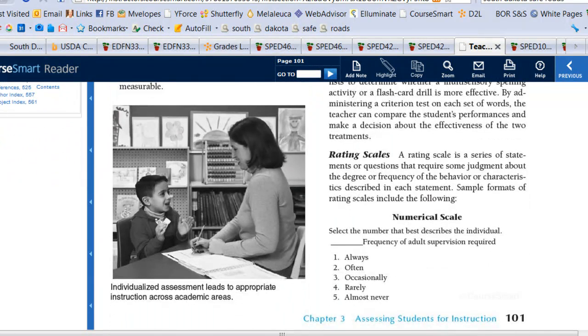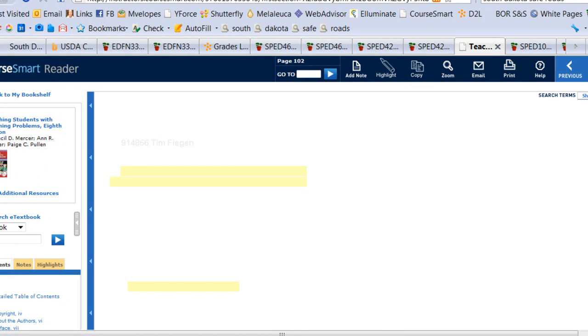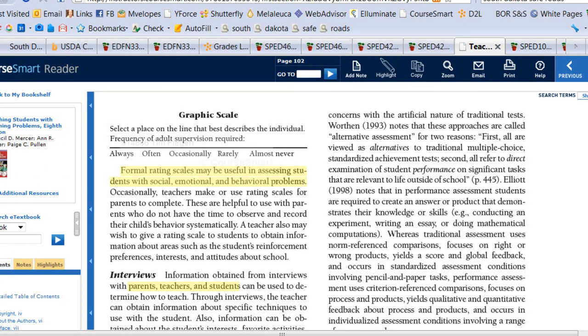And then rating scales. Rating scales are a series of statements or questions that require some judgment about the degree or frequency of the behavior or characteristics described in each statement. A sample format is a numerical scale. In all this, you folks, don't write a ton. Just paraphrase it very briefly so you have that in your notes, so you know what that is. Then this graphic scale is explained here.